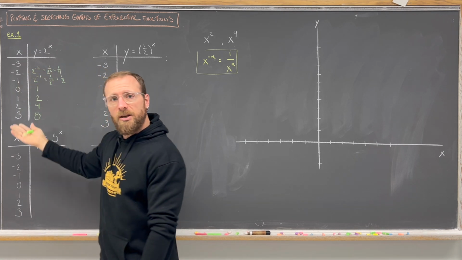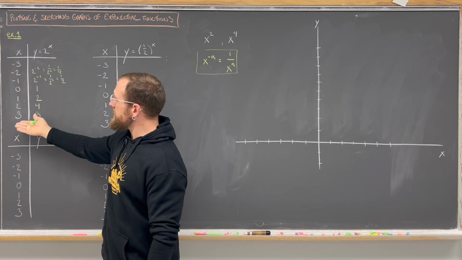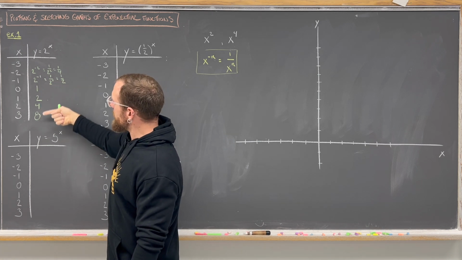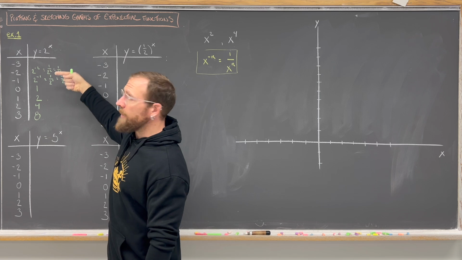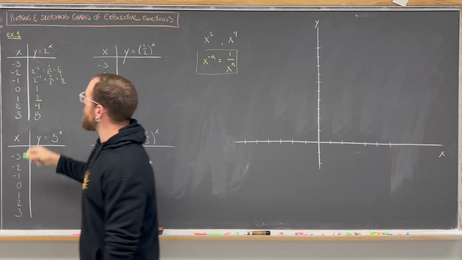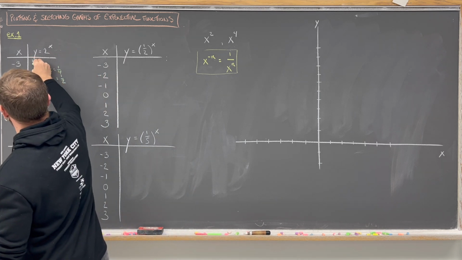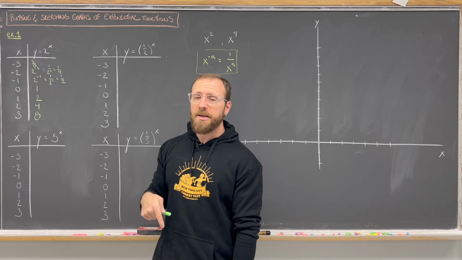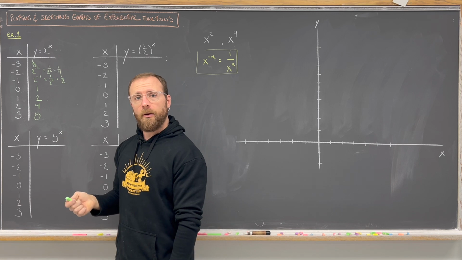Notice that this is continuing the pattern. As we move up and decrease x by 1, the outputs are getting cut in half, from 8 to 4 to 2 to 1, 1/2, 1/4. The next one should be 1/8, and it is. 2 to the -3rd is 1 over 2 to the +3rd, which is 1/8.